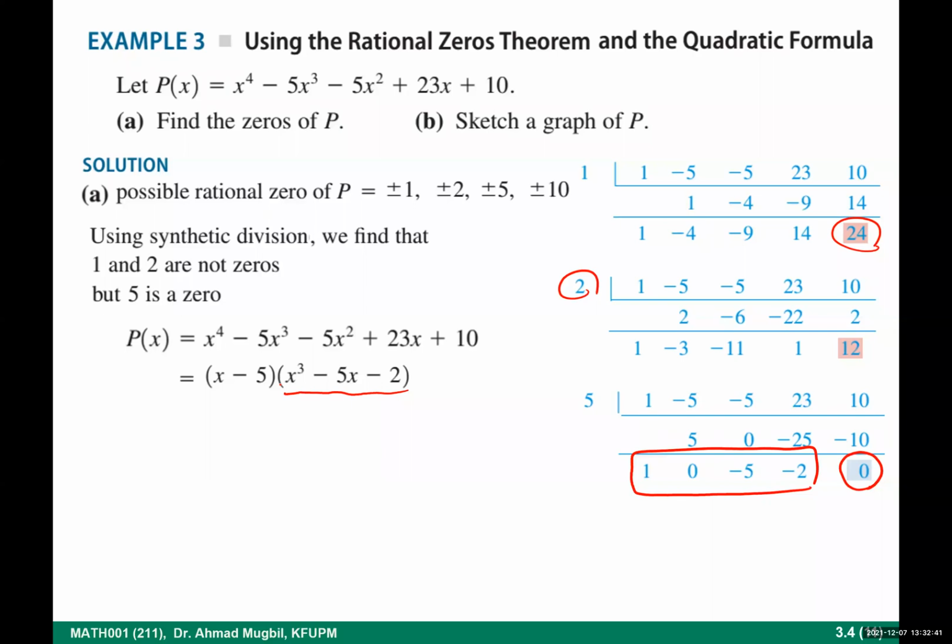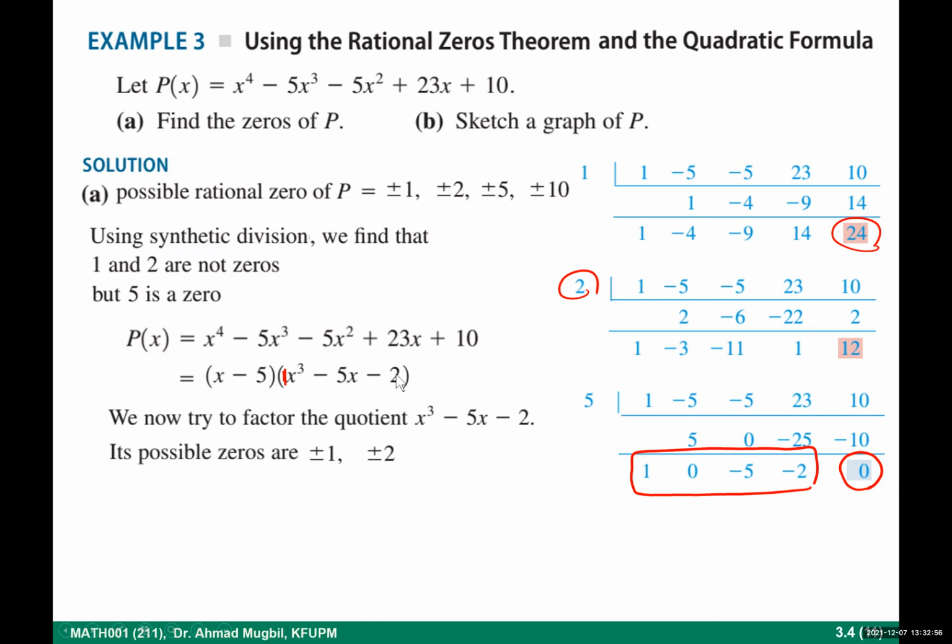Can you factor this? If you can factor it, do that. If you cannot, what can you do? Repeat what you did before. So now again, the leading coefficient is 1, and the constant term is negative 2. The factors are positive or negative 1, positive or negative 2. But we will use only negative 1 and negative 2. Why? Because 1 and 2 we used already.